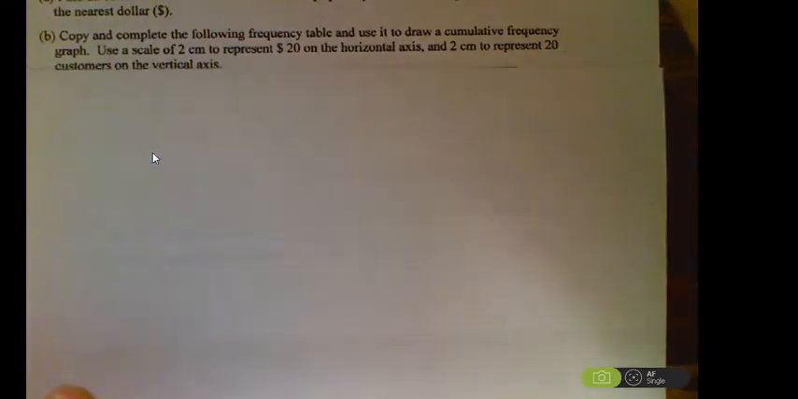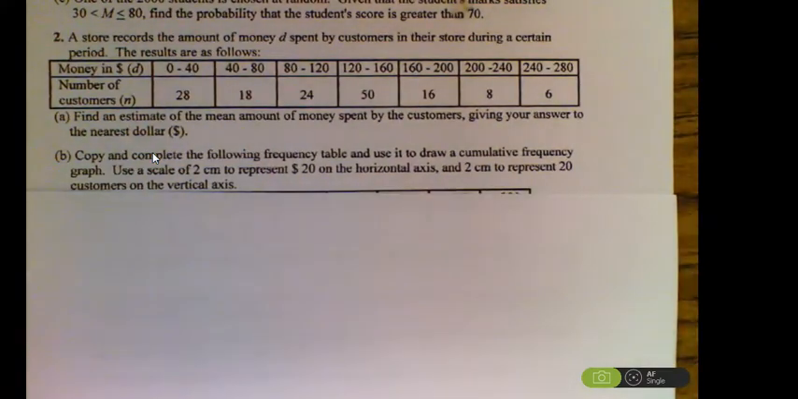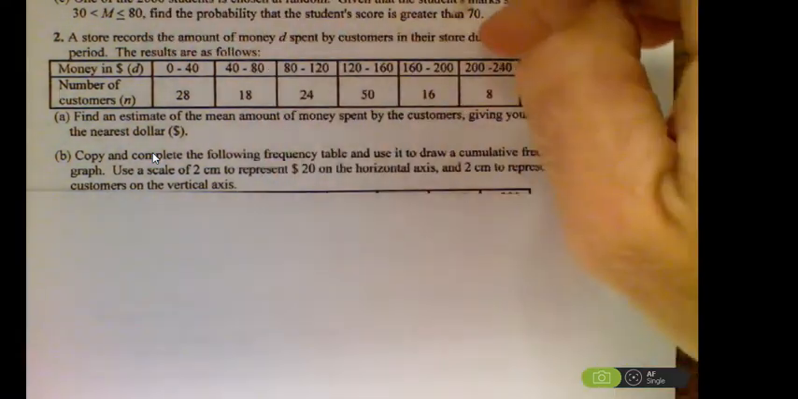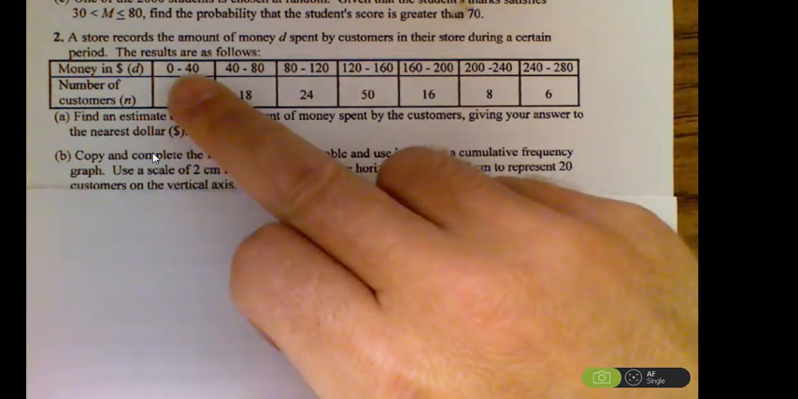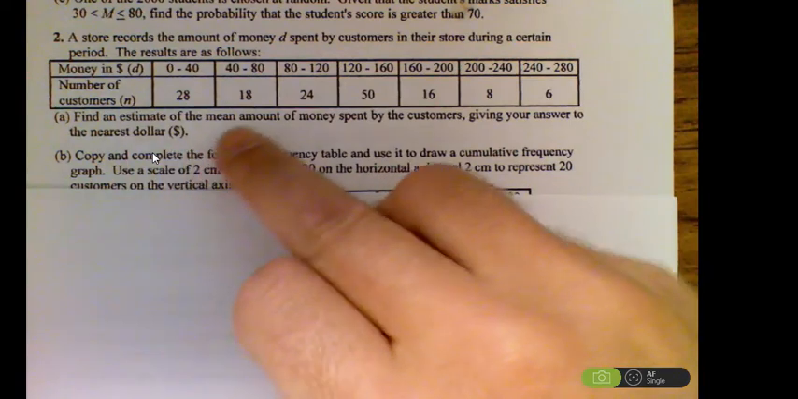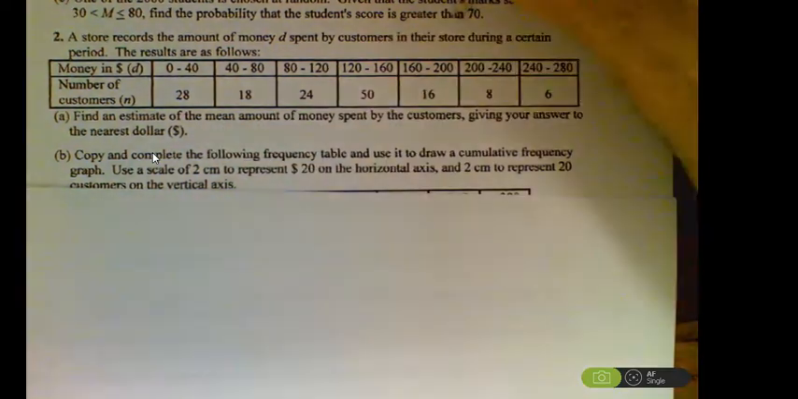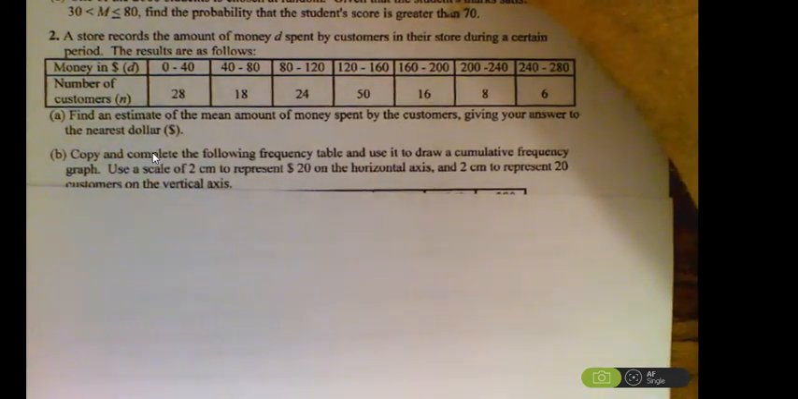All right, looking at worksheet B for chapters 8 and 10, so just some more statistics stuff. So number 2, given a set of grouped data, so we got data within groups plus a frequency list to go with it, an estimate of the mean. For something like this, of course, you could do it by hand, but there's definitely an easier way to do this in a calculator, and I'm going to show you.